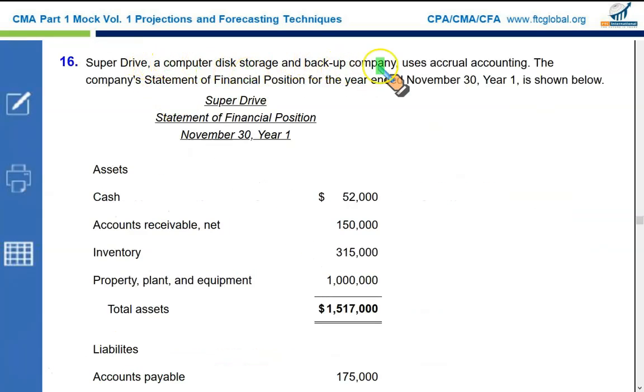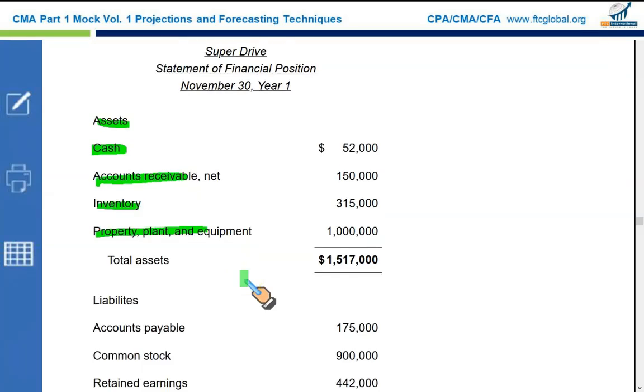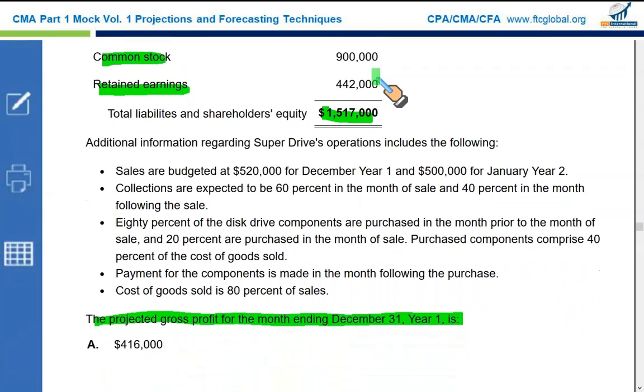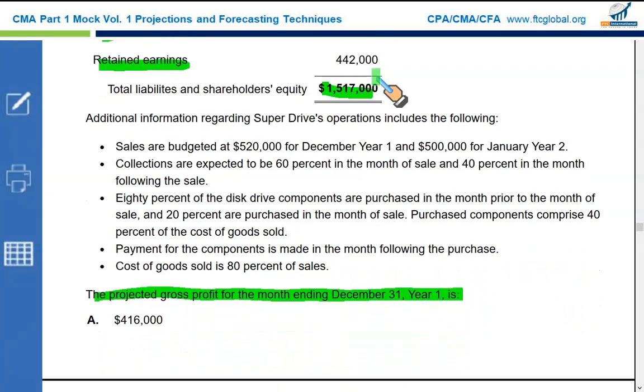A computer storage and backup company, SuperDrive, uses accrual accounting. The company's statement of financial position for the year ended November 30th, year 1 is shown below. We have been given the assets, cash, accounts receivable, inventory, property, plant and equipment, irrelevant. We just need gross profit. Liabilities, accounts payable, common stock, retained earnings, and the balance sheet total. For gross profit, we need information related to sales. Sales are budgeted to be 520 for December, and that's exactly what we need, and 500,000 for January. Collections, we are not interested in.